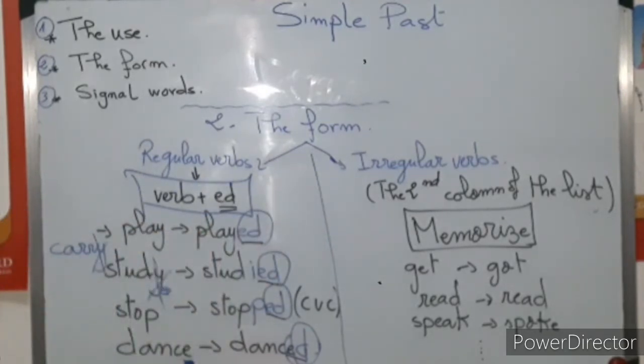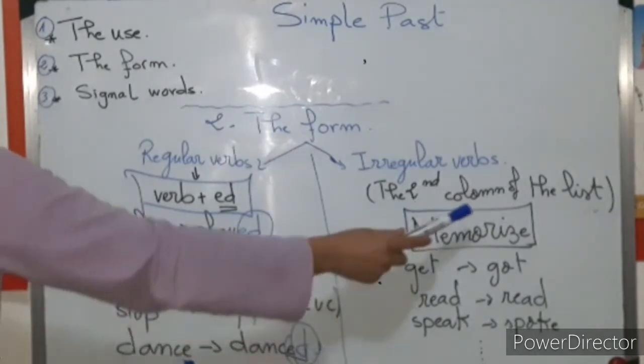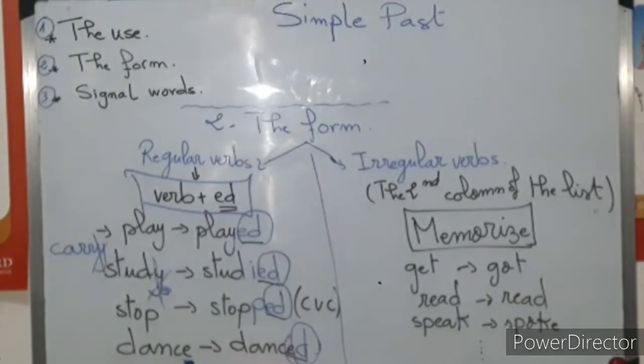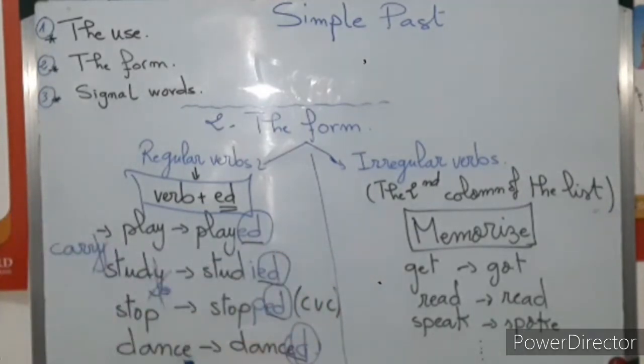Let's move on to irregular verbs. For irregular verbs, you have no rule to follow. You have no spelling rules, but you have to memorize. So for irregular verbs, you have a list with 3 columns: infinitive, simple past, and past participle. Sure, we are talking about simple past, so we are going to look at the second column of the list. Here I've written a word, and I make it quite clear that you have to memorize because there is no rule. Some verbs change and some don't.